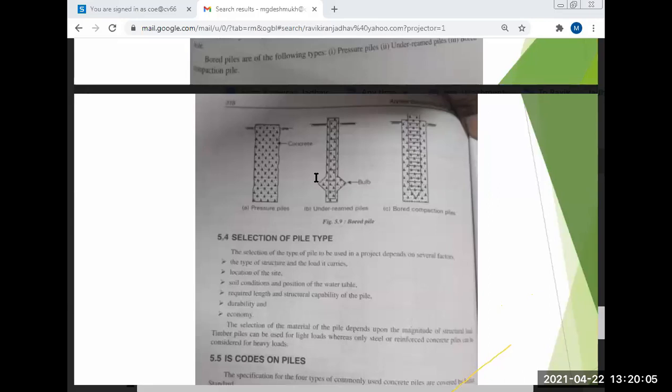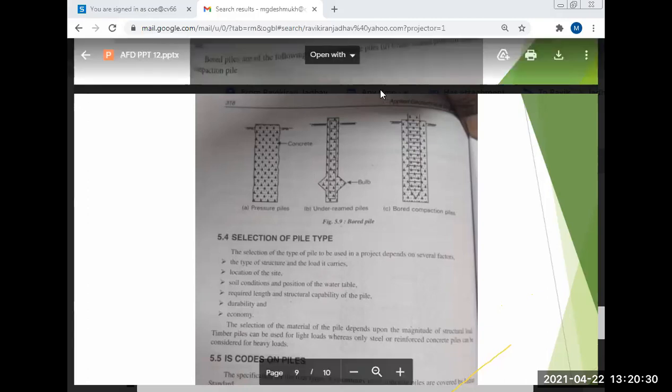Now coming to the study. For a particular field, how are you going to select a particular pile? The pile is selected based on several factors. First is what is the type of the structure and the load it carries.